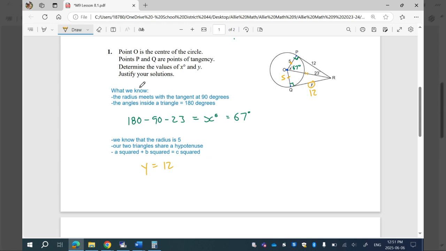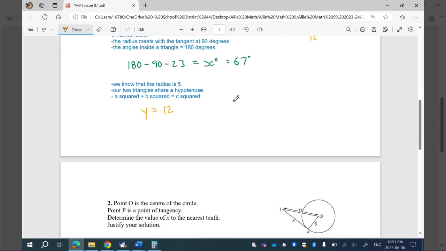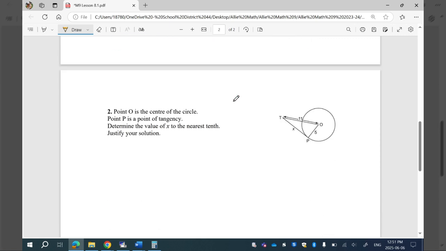So I like these problems because one of the things I'm supposed to assess you on is logic and reasoning. And you could use the Pythagorean theorem to find this certainly. But I think because these things are true, we can know for certain this is 12. Okay, let's do the next one.